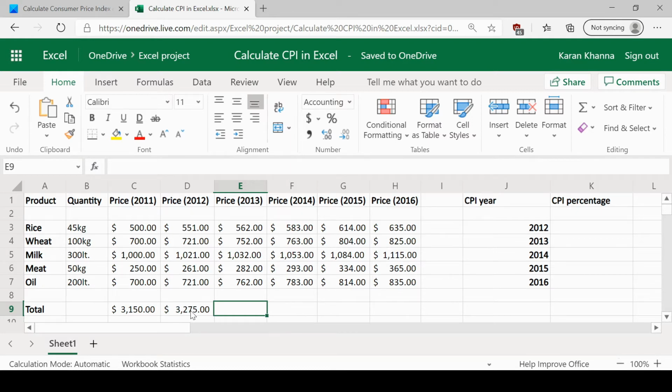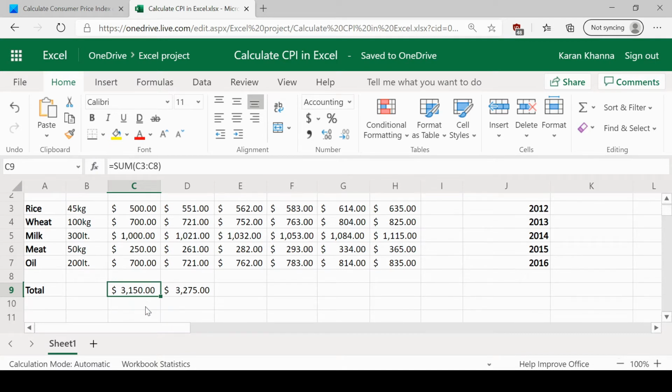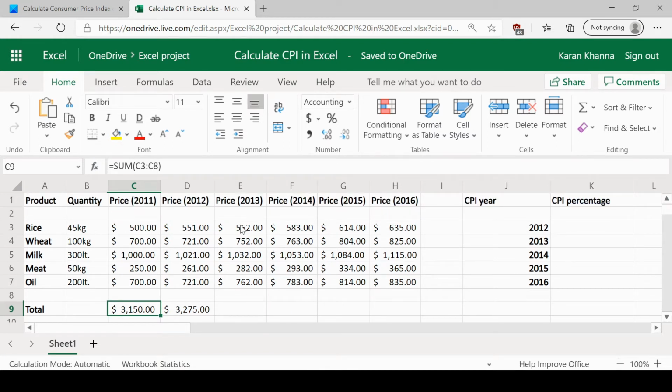How much inflation is it? Simply subtract the amount spent in 2011 from the amount spent in 2012, and to find the consumer price index ratio, divide this amount by the amount in the earlier year, which is 3150. Similarly for each and every year. Now let us find the prices for other years as well using AutoSum.